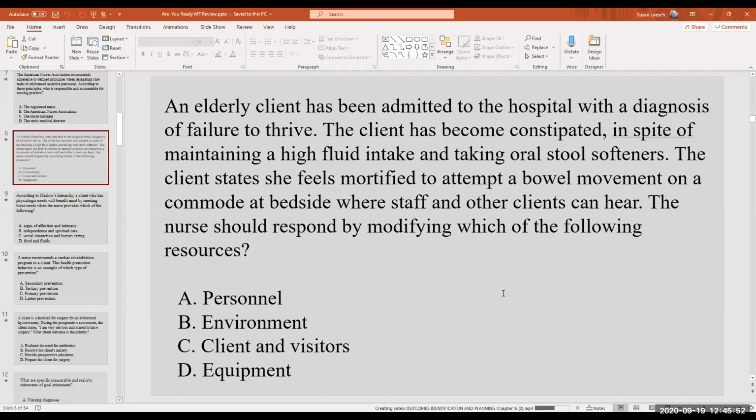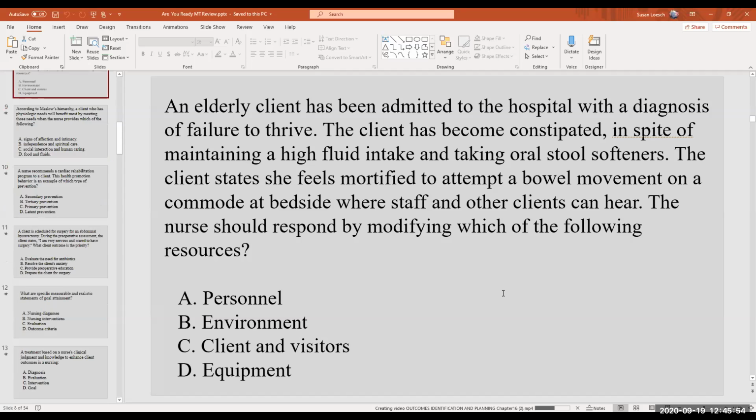So an elderly client was admitted to the hospital with a diagnosis of failure to thrive. The client has become constipated in spite of maintaining a high fluid intake and taking oral stool softeners. The client states she feels mortified to attempt a bowel movement on the commode at bedside where staff and other clients can hear. The nurse should respond by modifying which of the following resources?